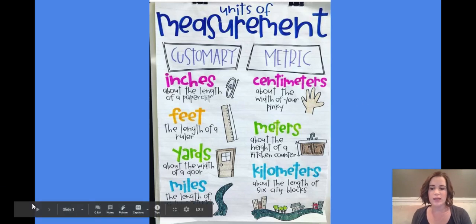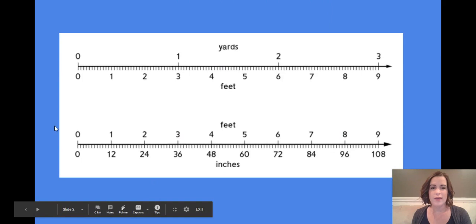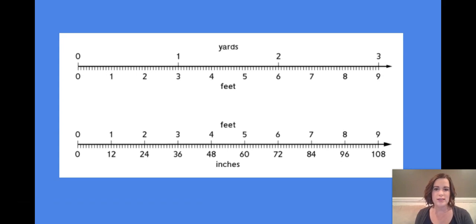We're going to be using a converting scale to help us with measurements today. So here you can see a converting scale for yards and feet. There are about 9 feet and 3 yards, okay? So there's about 3 feet in 1 yard, 6 feet in 2 yards, and 9 feet in 3 yards.